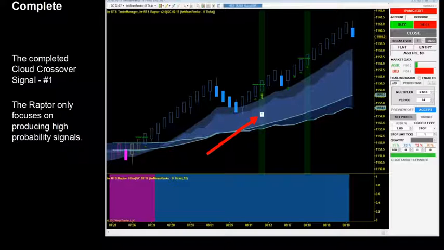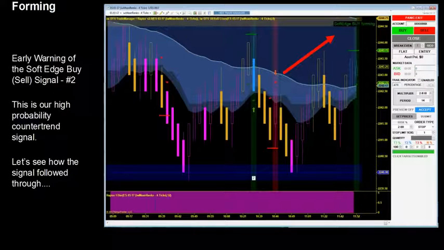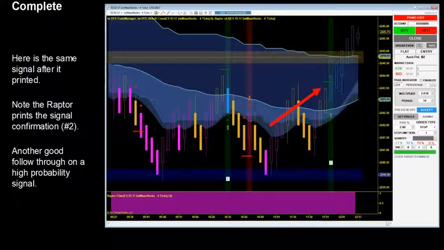Once the signal is engaged, you can see that there's usually a reasonable amount of follow-through there, at least enough to get to our high probability profit objective. That's the number one signal. We have three signals. The second signal is actually a counter-trend signal. So the Raptor is sensitive enough not only to pick up emerging trends, but also to alert you when the trend might be reversing. That's the number two signal.